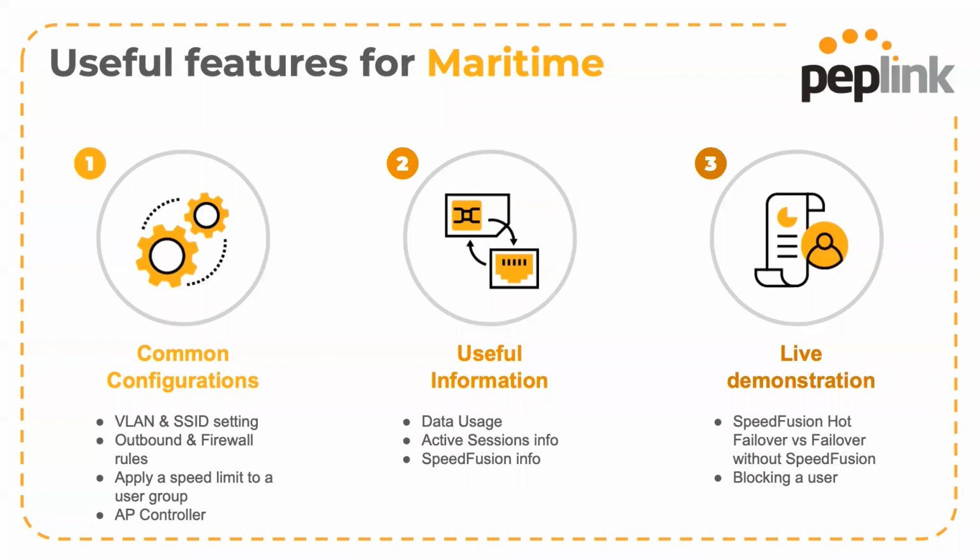The first thing we're going to go through is the basic configuration of the device, and then we'll cover the VLAN and SSID settings, outbound policy and firewall rules, as well as applying a speed limit to user groups. We'll also briefly look at the AP controller.